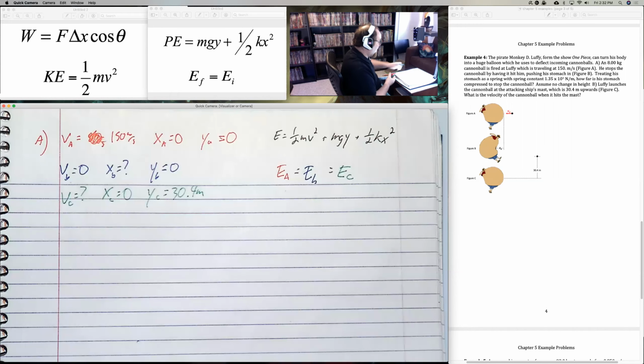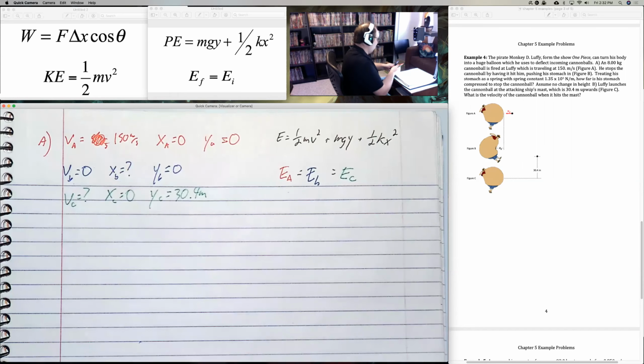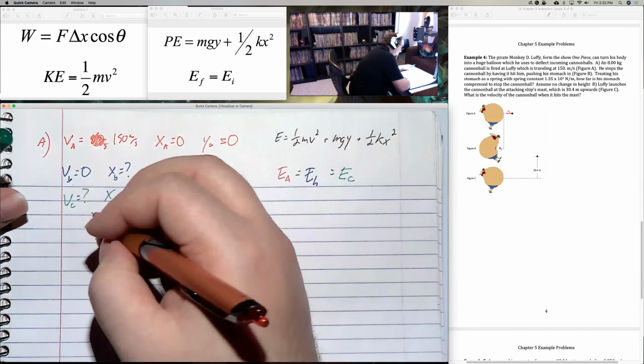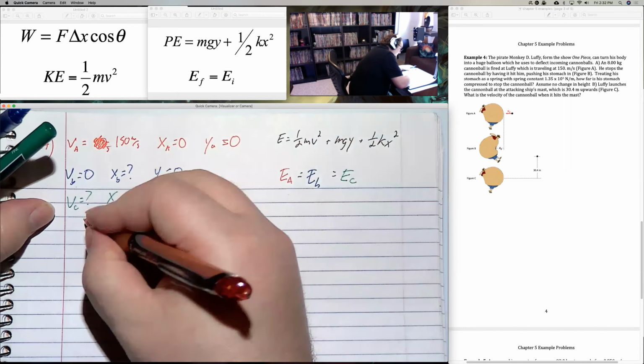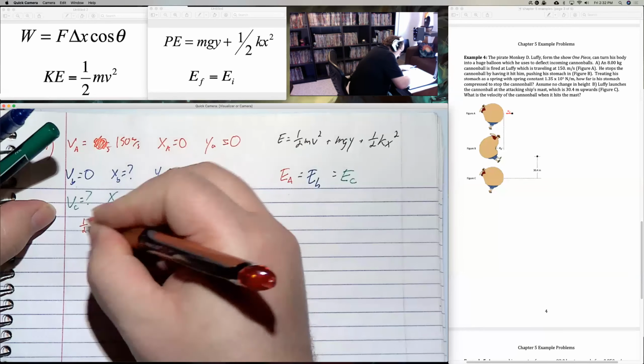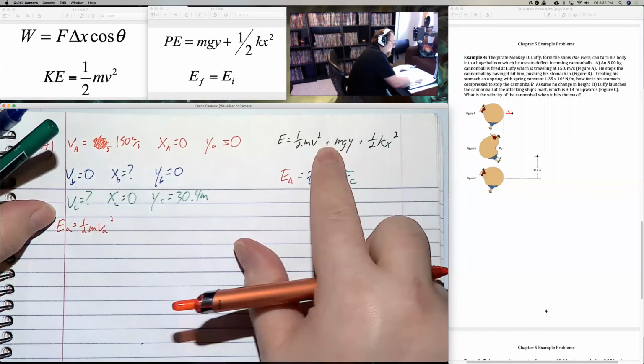Now, the first bit I asked for is how far in does the spring go? What is X at B? Well, let's make our equations first. I'm getting ahead of myself. So our equations. At A, we have velocity. But X is 0 and Y is 0. So both of these terms go away.